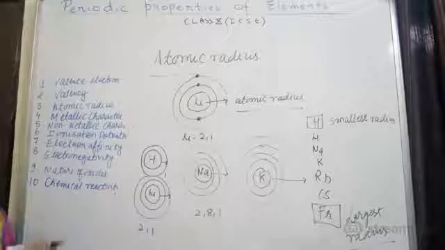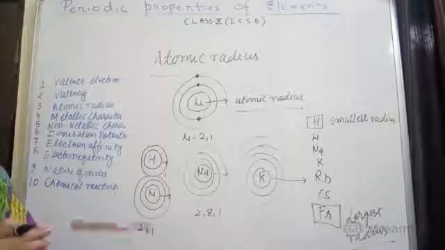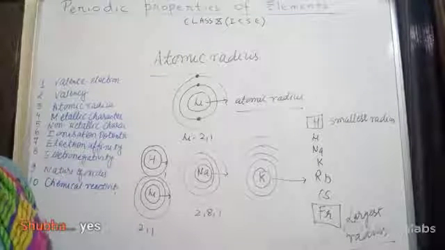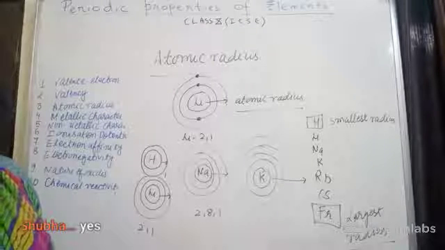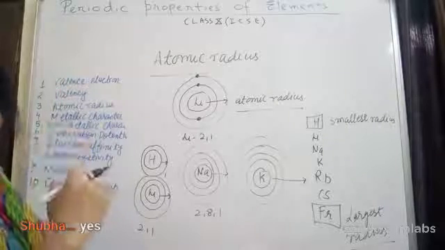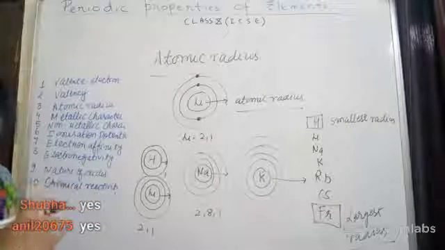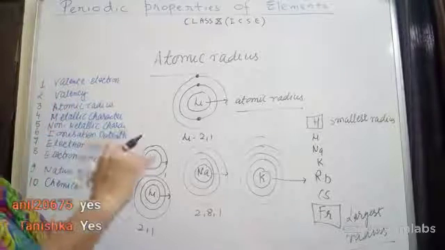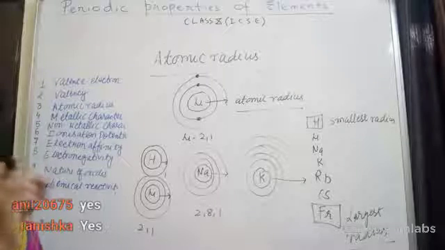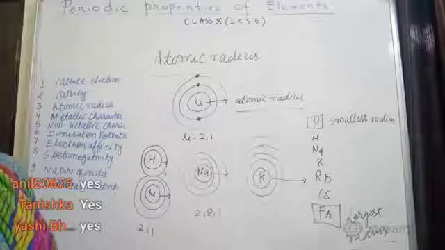Okay. Now you have understood the trend of atomic radius. When you move from top to bottom in a group, atomic radius will increase. Now the question is, why will atomic radius increase? Because every time you move from one period to another, one shell will add up. Since the number of shells is adding up, the distance from the nucleus to the outermost shell will increase, hence atomic radius increases.